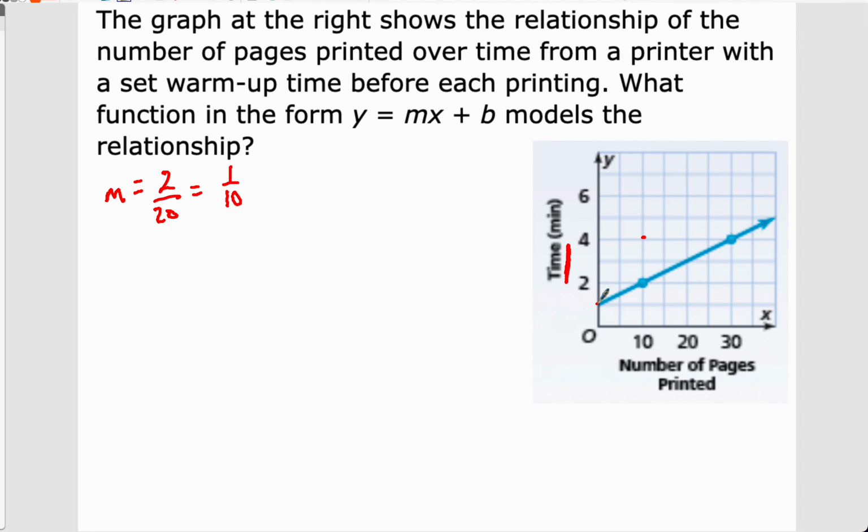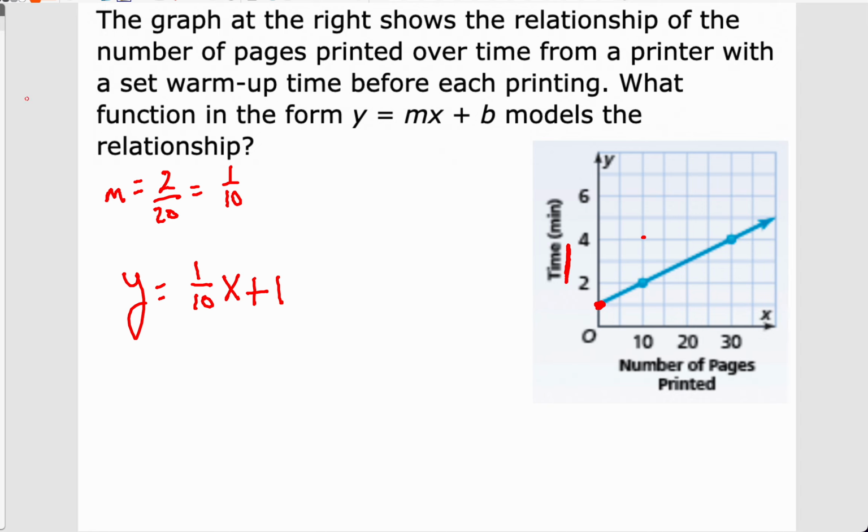And then I can see my y-intercept. It's right there. I don't have to solve for it like I did on the last examples. When you have a graph, you can just count the slope and you can see the y-intercept. And so it's right there for us to write the equation. All we have to do is write it. y equals 1/10 x, and then my y-intercept right there is 1. So plus 1. That's it. That one was pretty simple. All we had to do was count.